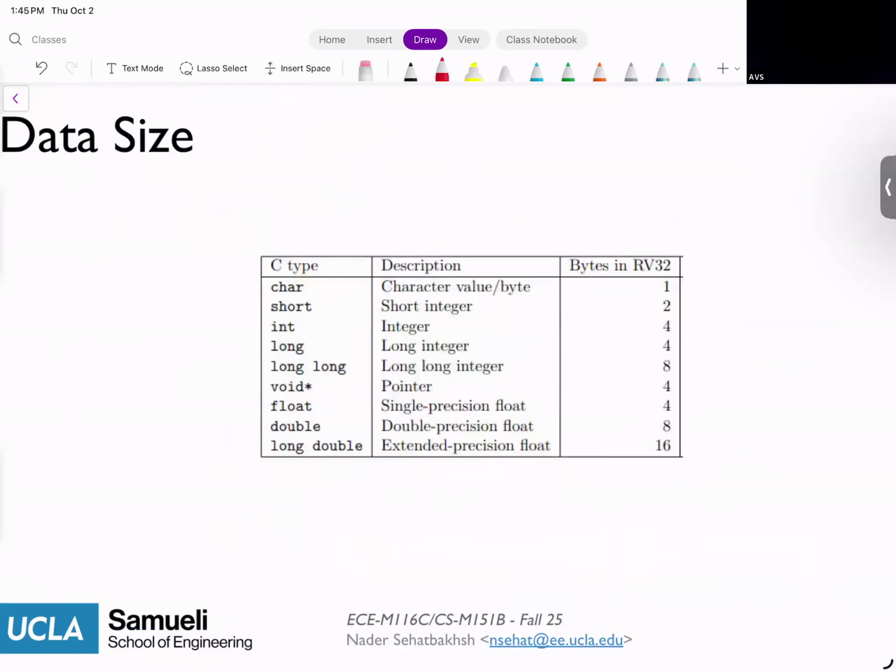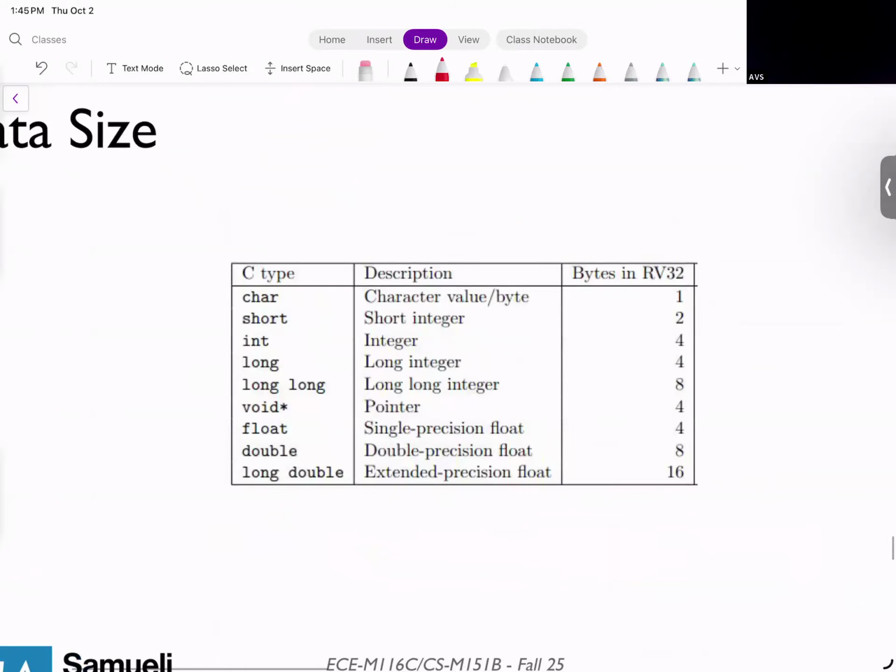Final things before I let you guys go. So this is kind of like the equivalent of the C types with the bytes that we use in RISC-V32. Character is 1 byte, short is 2 bytes, integer is 4 bytes, long is also 4 bytes, long long is 8 bytes, and so on and so forth. So you can always refer to this, how this is equivalent in RISC-V. Okay?